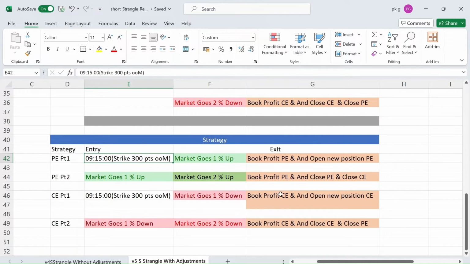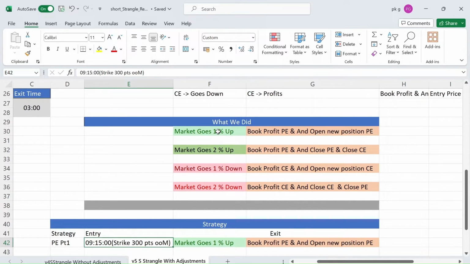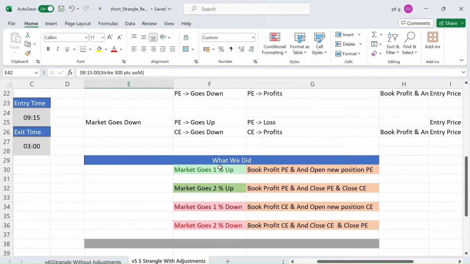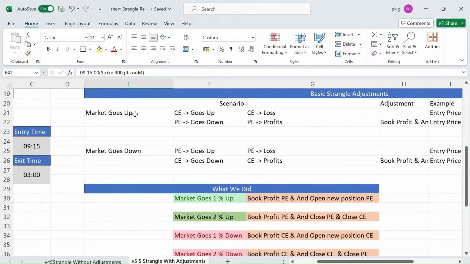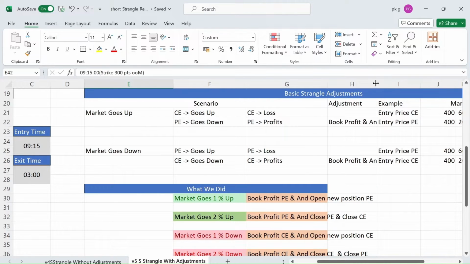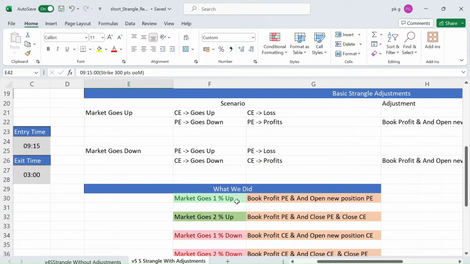And to explain this, I will give a little overview of what we did here first. When the market goes 1% up, we will book the profit in PE and open a new position in PE, because that is what we have to do when the market goes up. So that's what we are doing here.